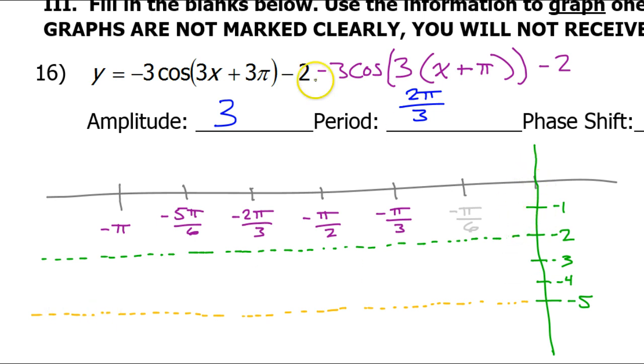Now if I went up 3, okay, that's 1, 2, and 3 would be right here at positive 1. So I'm going to put some marks floating right here at positive 1. Okay, so that tells me that my higher points will be at this line. So now I've got my midline, my highs, and my lows, and I've got my 5 x values. So I am ready to go.